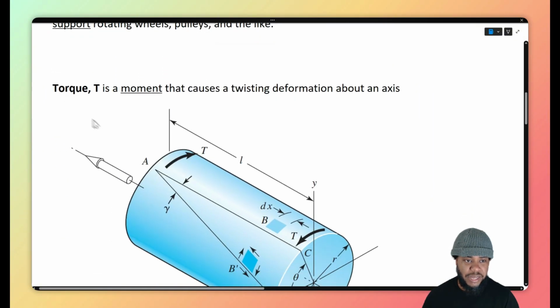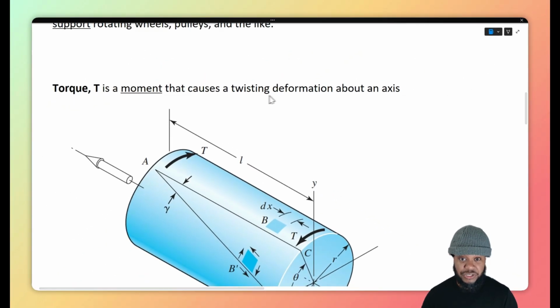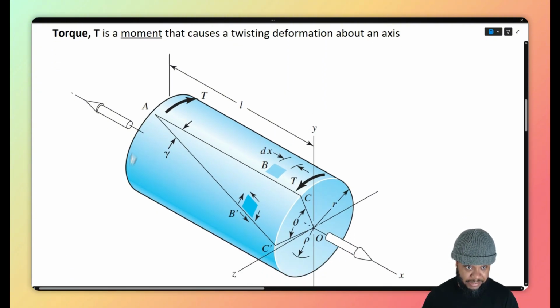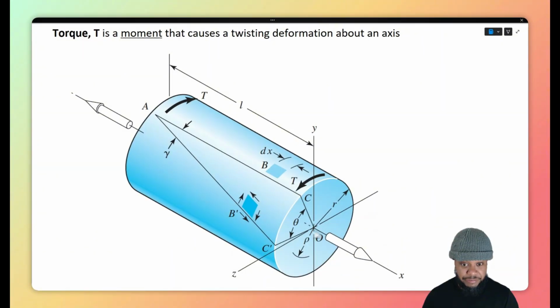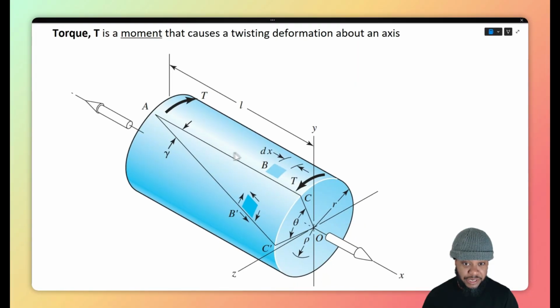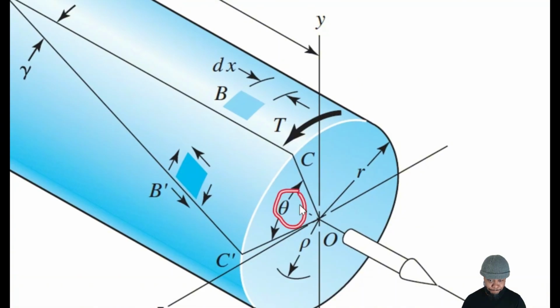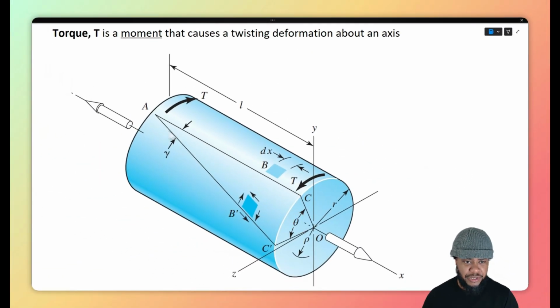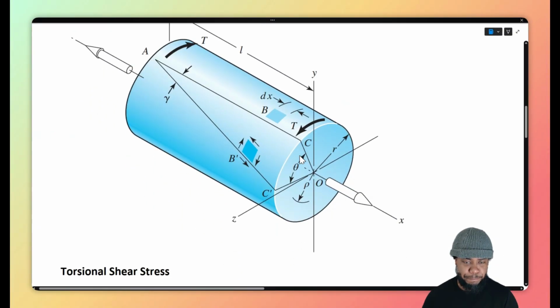Now, torque. Let's remind ourselves of what torque is. Torque is a moment that causes a twisting deformation about an axis. So if we had, say, a cylindrical shaft and we applied some torque about the shaft's axis along the shaft's length, then it will induce a twisting motion, an angle of twist, and deformation from one end of the shaft to the other end of the shaft, right?